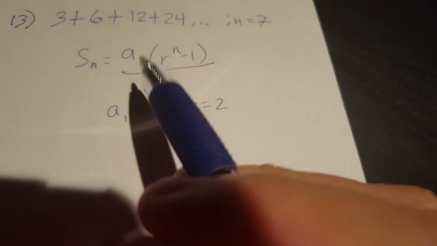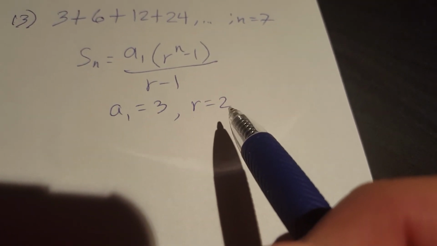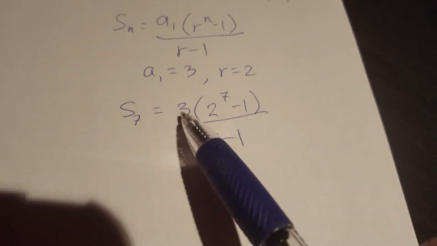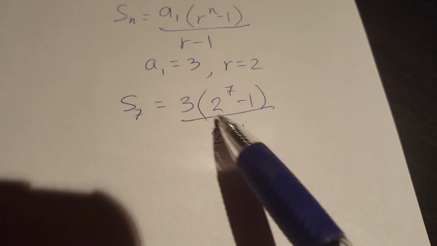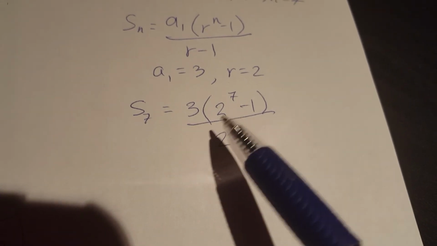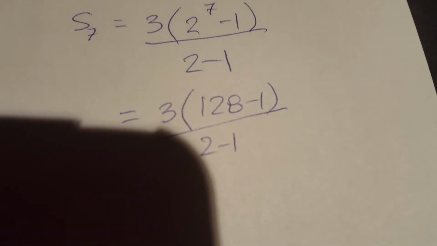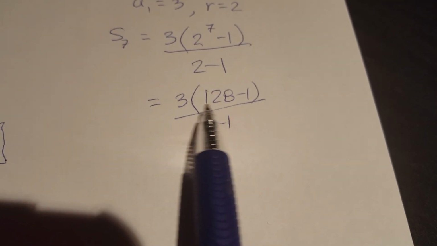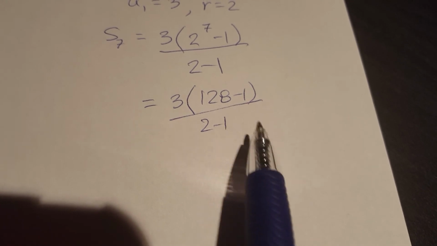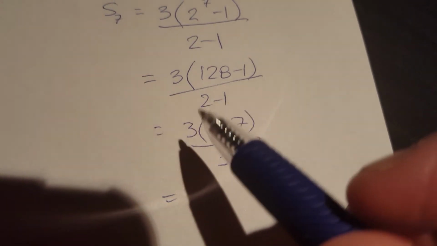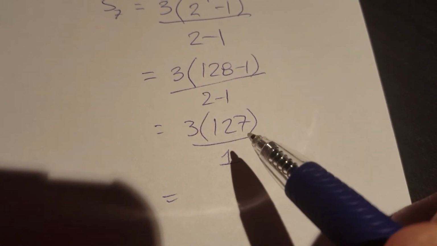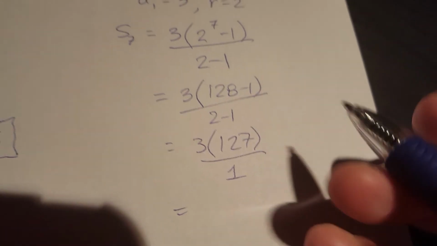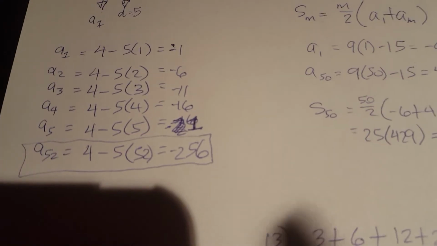So our first term was 3, our common ratio was 2. So if we're going to evaluate the series, first term is 3, common ratio 2. 2 goes here on the bottom as well. Here 2 to the 7th is 128. So plugging that in here, we're going to have 3 times 128 minus 1. So here we're just going to have 3 times 127 divided by 1. So I don't even need to divide it by 1. And this is going to come out to 381.